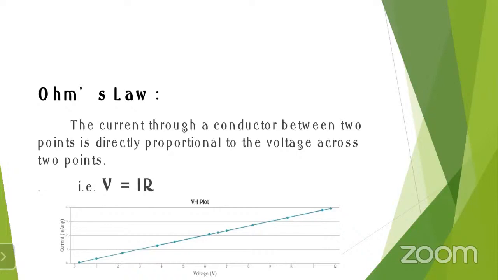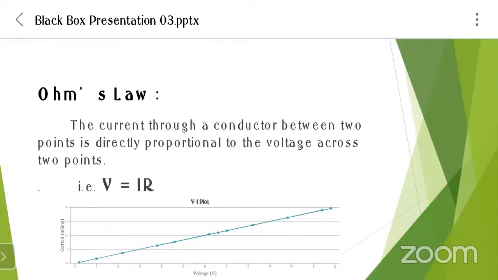Therefore, as you can see on the screen, this is the VI plot of a resistor. If we get such a straight line graph, then we can finally confirm that the given device is a resistor. If not, then we can move further to check other possibilities.